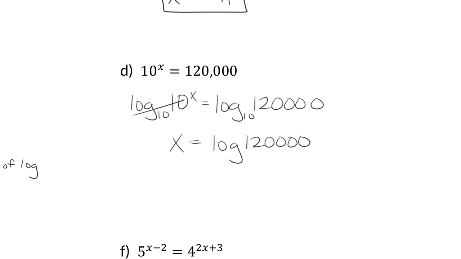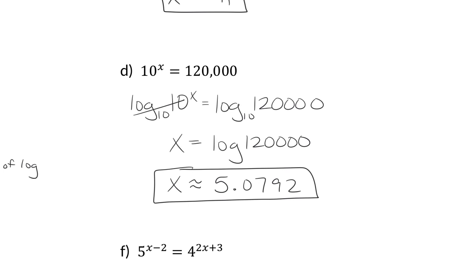If this question asked in terms of logarithms, this is how we would answer. But it's going to ask you to round to 4 decimals, so x is approximately equal to 5.0792. Make sense? Okay.